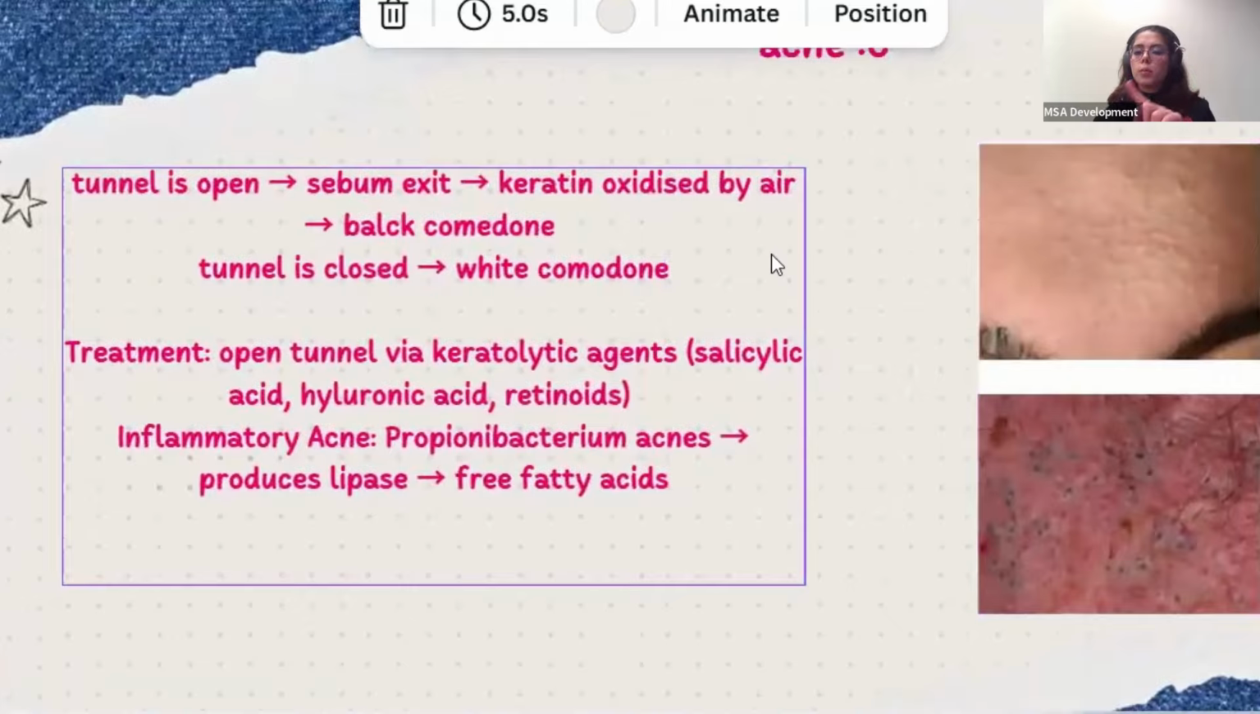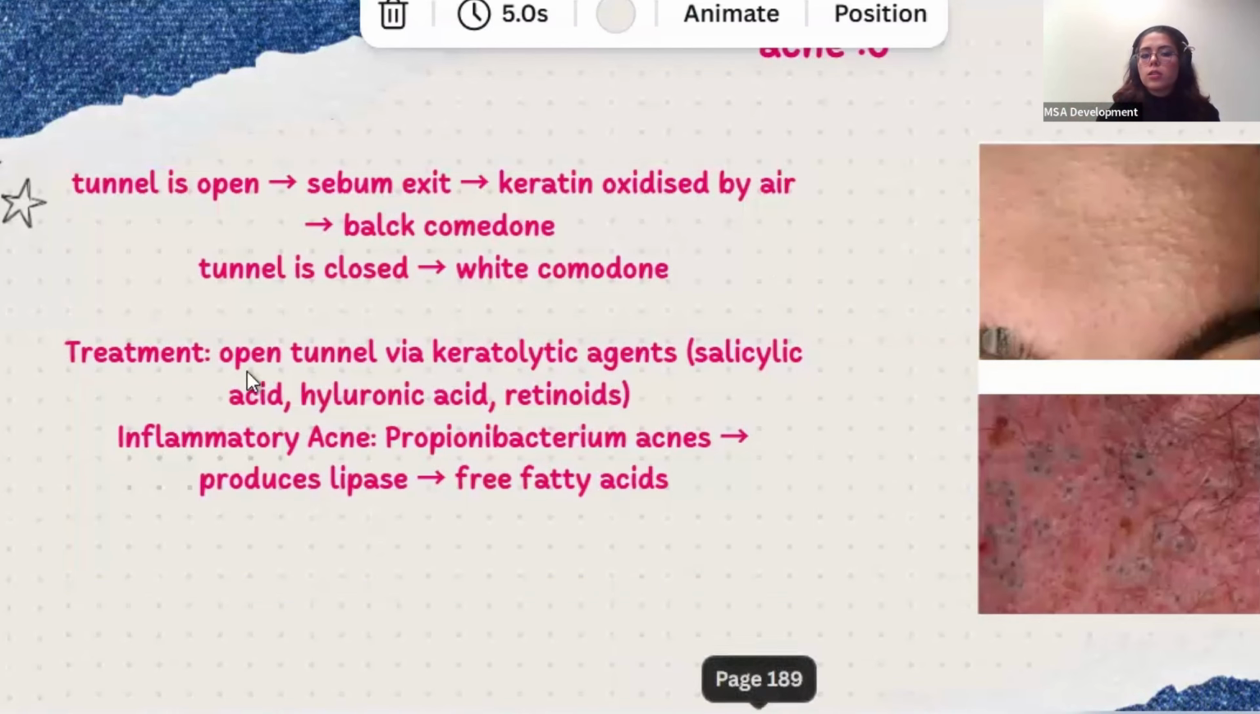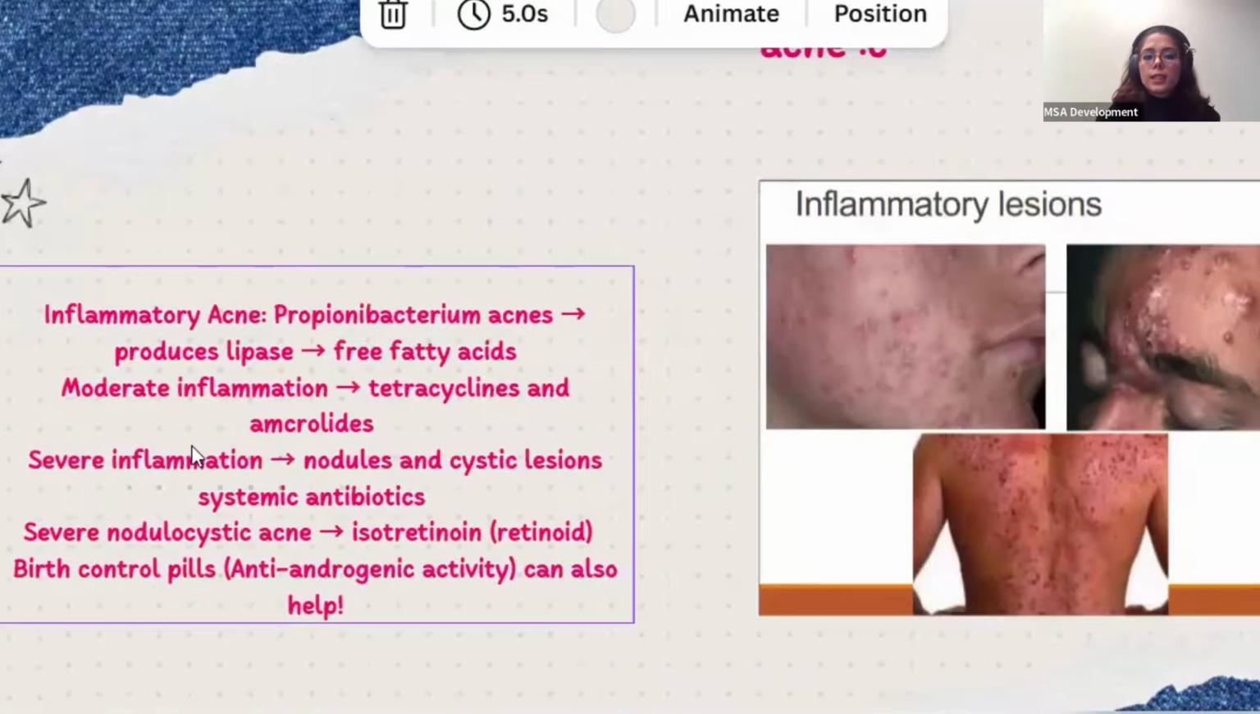Another thing about acne is that there are open comedones and closed comedones. If the tunnel is open, the keratin inside gets oxidized by air, and you get a black comedone, like blackheads. If the tunnel is closed, it's called a white comedone. For treatment, you use keratolytic agents: salicylic acid, hyaluronic acid, retinoids. If you spend 10-15 minutes on TikTok, I'm pretty sure you've heard about these from an influencer, or you've seen it in the pharmacy.